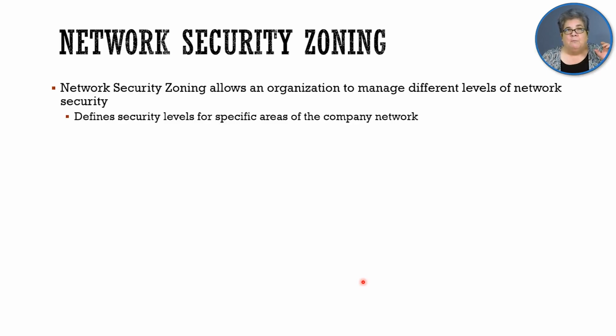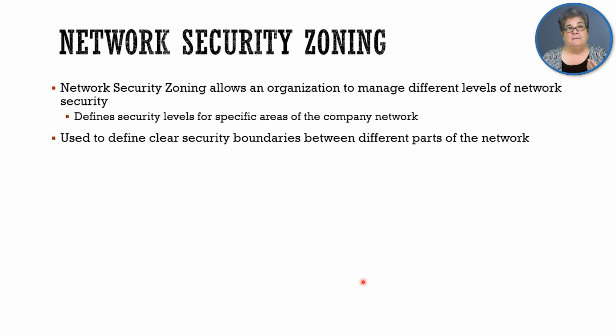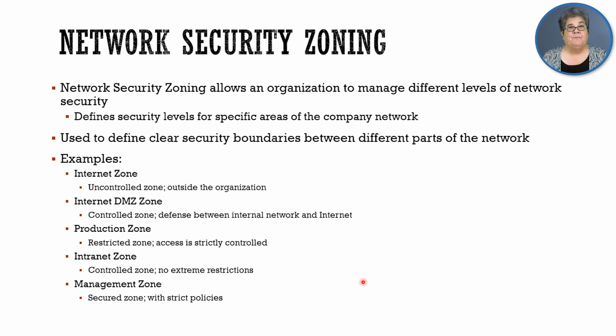We also have this concept of network security zoning. This means your network may have some areas that are more secure or should be more secure than others. We can manage different levels of security depending upon what's in that part of the network, or what kind of data it contains, or what kind of people work in it. You would set up clear security boundaries. Firewalls, access control lists on switches, routers, these would be the common mechanisms to set up security boundaries between different network zones. Here are some examples.